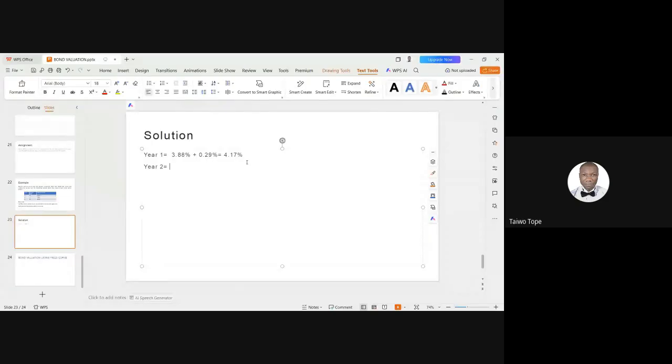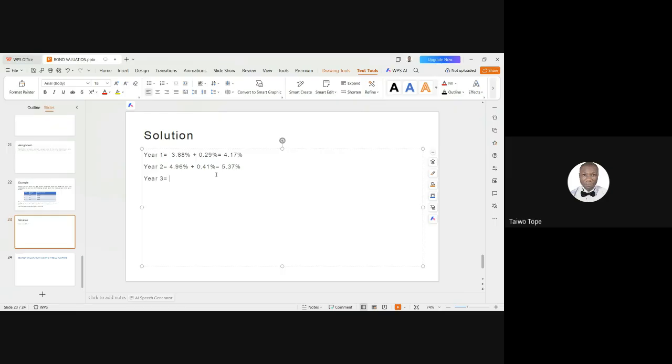Equal to what? 4.96% plus what? Year 2, 0.41%. And this will give us what? 5.37%. For year 3, it will be what?